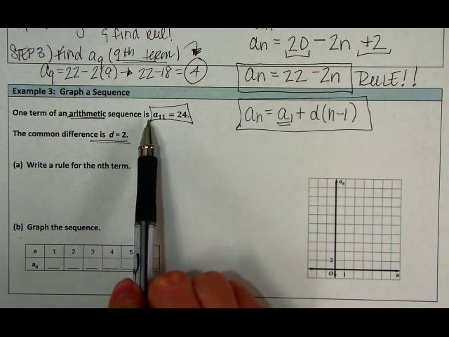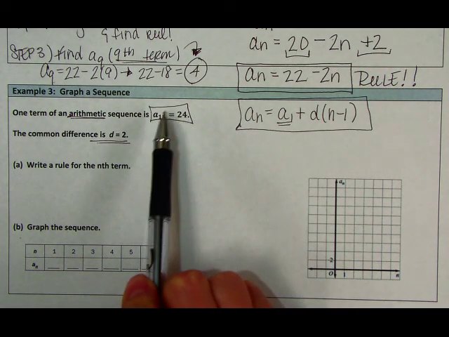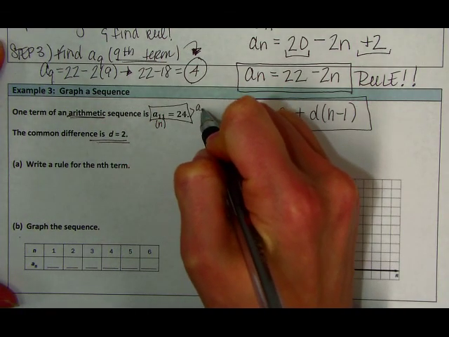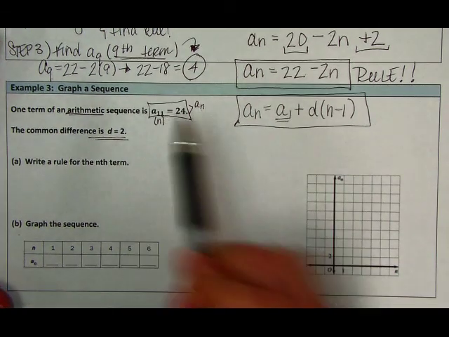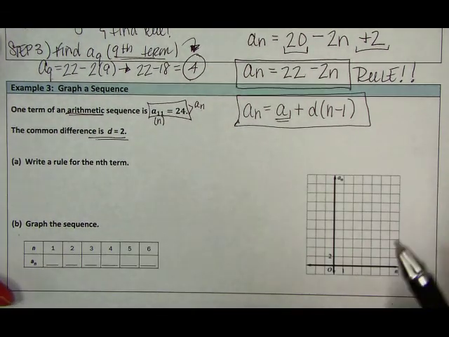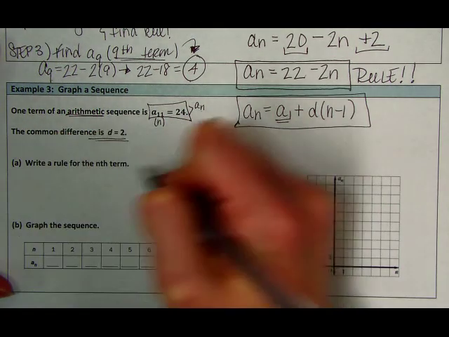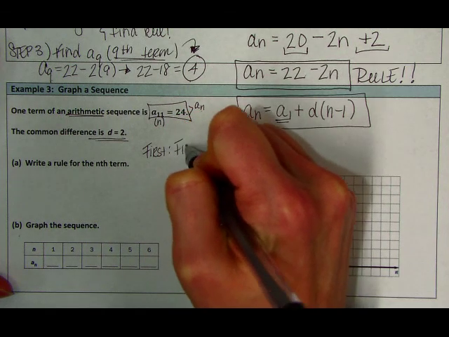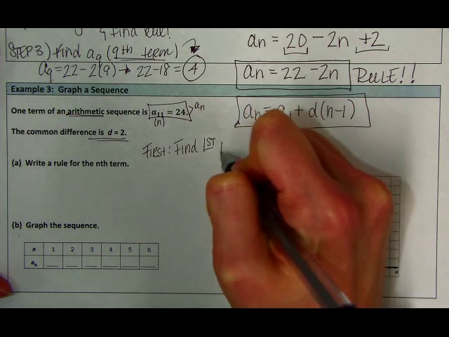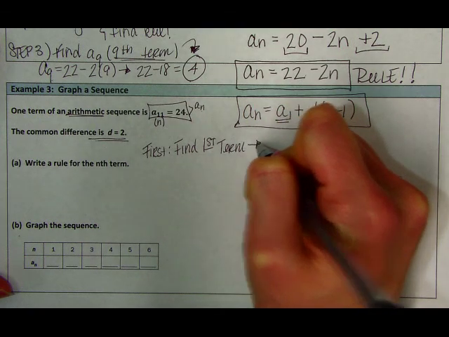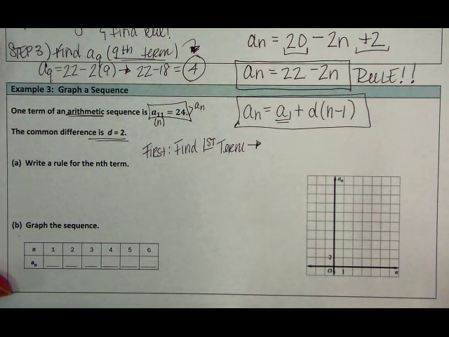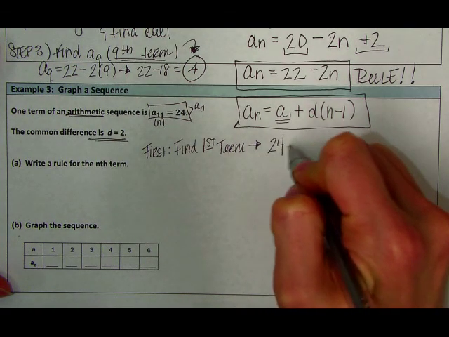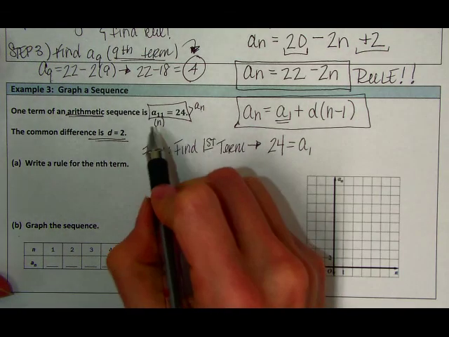So let's look at how we would use this formula to find our first term. Well, obviously, if we know that a sub 11 is equal to 24, our 11 is represented as our n, and this 24 is represented as our a sub n, when n is equal to 11. So I can plug this information in. The first thing I want to do is find our first term. And we do that by plugging in the pieces that we know. So we know a sub n is equal to 24 when our n value is 11.